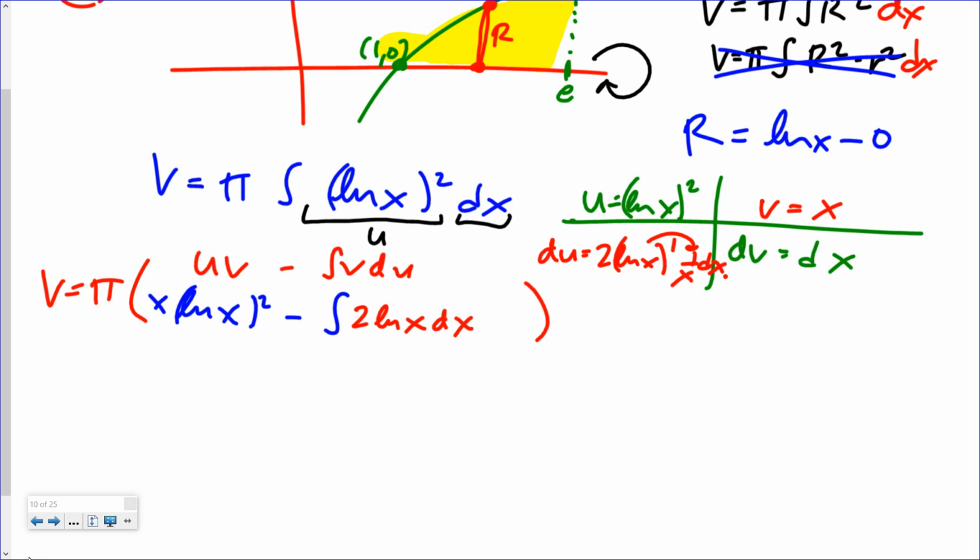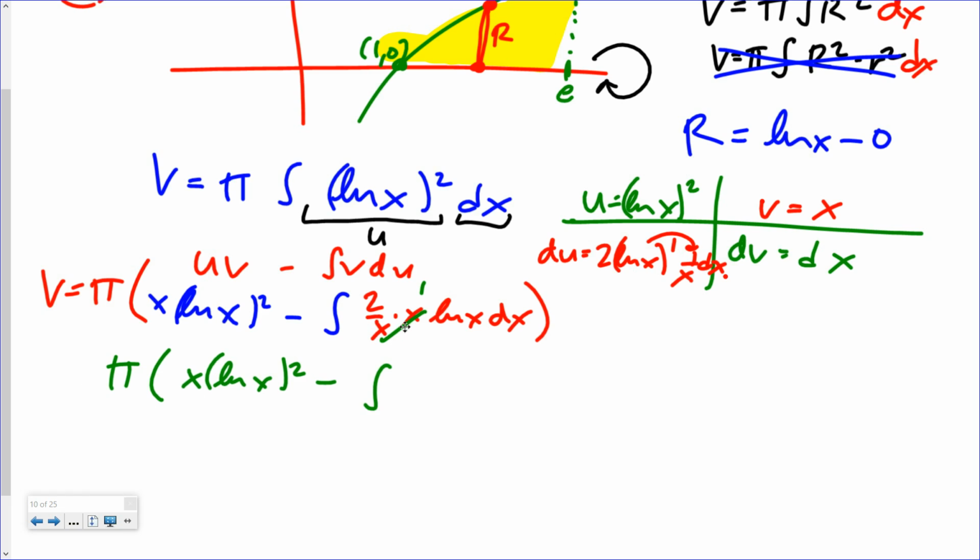Hopefully you saw that. Do you see what I'm doing? I'm saying 1 over x times x. Are you guys okay? Like this is 2 times 1 over x. See, it's actually 2 over x times x ln of x dx. But the x's cancel to 1. Okay? All right. Then this becomes pi times the integral of x ln of x quantity squared minus, oops, sorry, the integral is done, sorry. Pi times the parentheses x ln of x squared minus the integral of 2 ln of x dx.